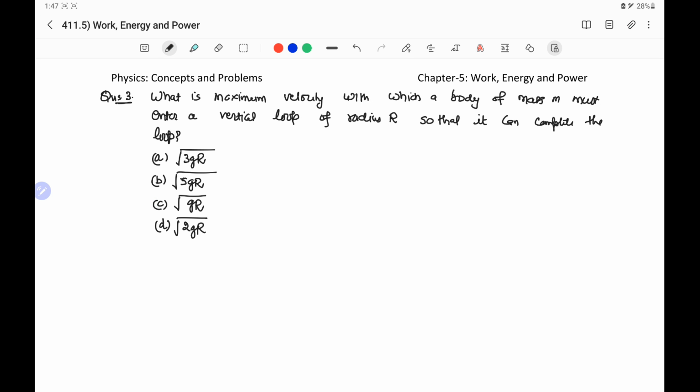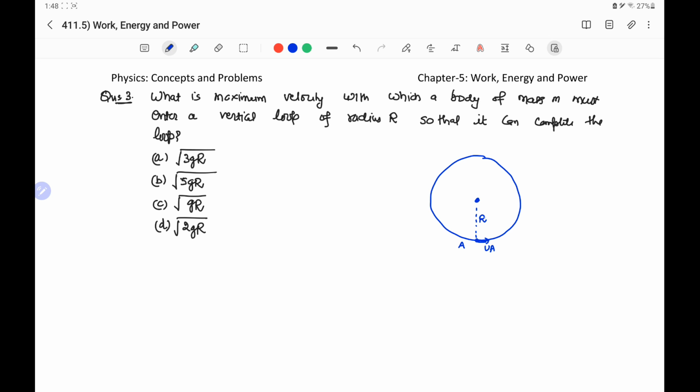Third question is, what is the maximum velocity with which a body of mass m must enter a vertical loop of radius r so that it completes the loop? Options are: option A root 3gr, option B root 5gr, option C root gr, and option D root 2gr. Suppose the body enters the vertical circular path at the lowest point, say point A, with velocity, suppose this velocity is vA.